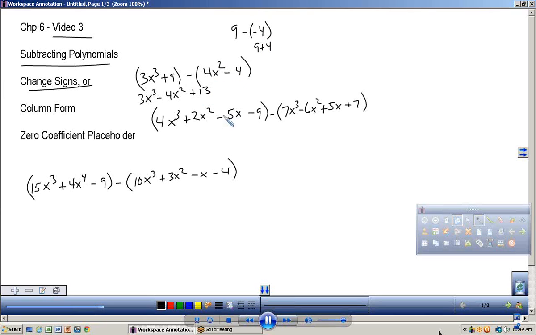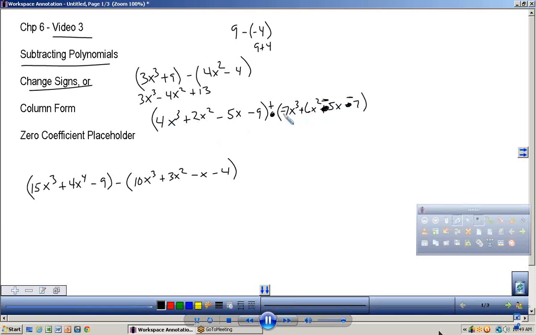Okay? Let's do another example for you real quick. This one has all the exponents there. So I'm just going to change the signs, and then this one I'm going to do in column form and add the zero coefficient placeholders. So this one I'm just going to change the signs. I'm going to change that to an addition. I'm going to change all these signs. Make that negative, make this positive, make this a negative, and make this a negative. And then you just add them.